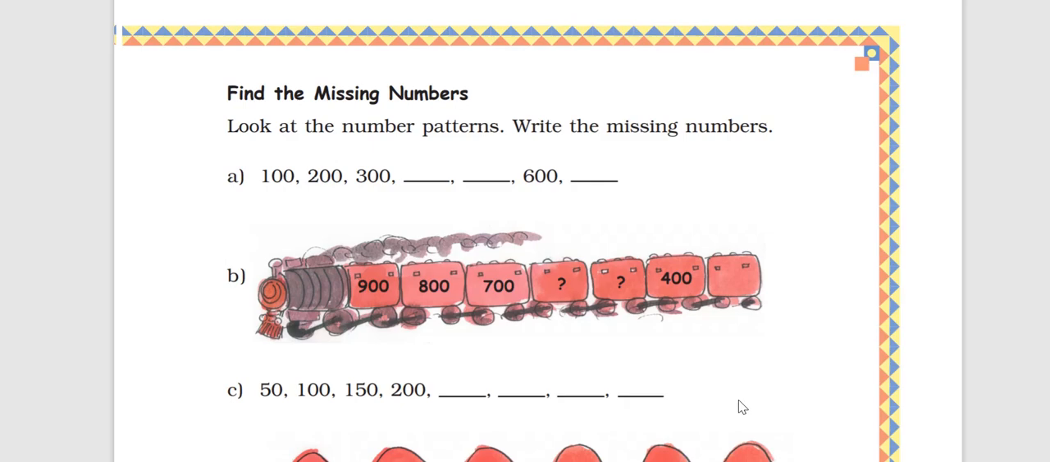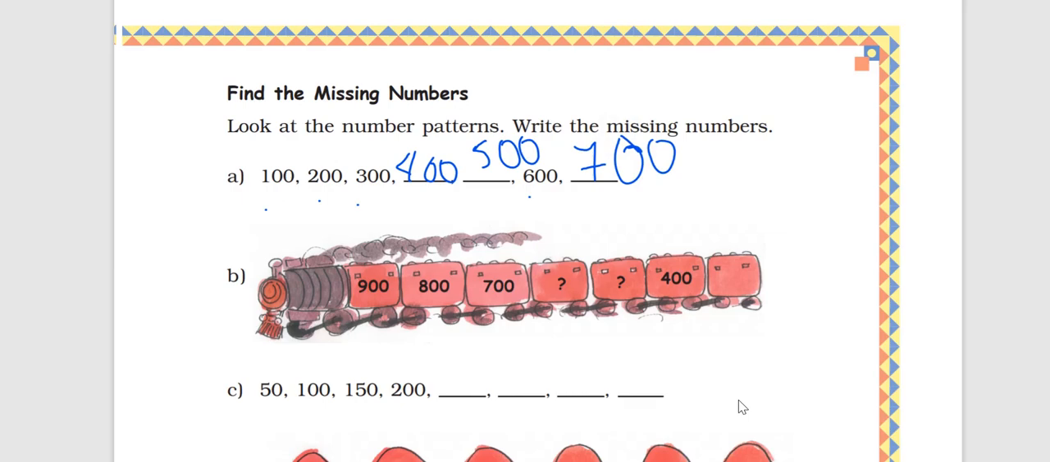Now, find the missing numbers. Look at the number patterns and write the missing numbers. What do we have here? 100, 200, 300. Seems a straightforward one. The hundreds are increasing one at a time. Next, obviously, we will have 400, and then we will have 5, and we are talking hundreds, so 500. Then we have 600, and then 700, which is written as 700.